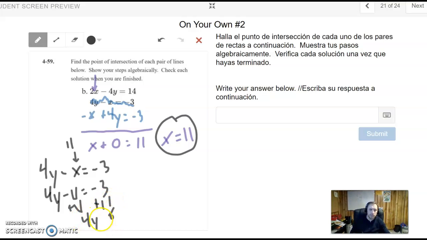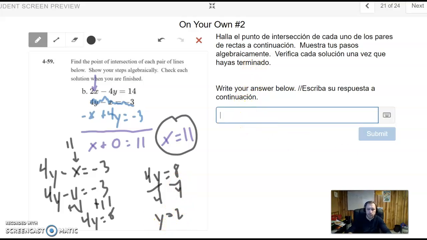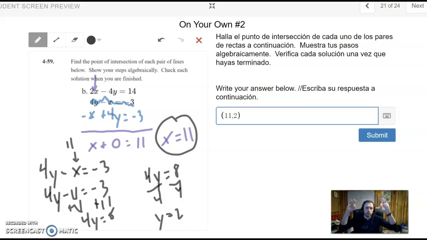So then 4 times some number is 8. Well, 4 times y is 8. Divide both sides by 4, unless you saw it already, and y is 2. So we have our solution here, 11, 2. So far, so good. Remember, solution to the system. All right, ready to try the last one out?